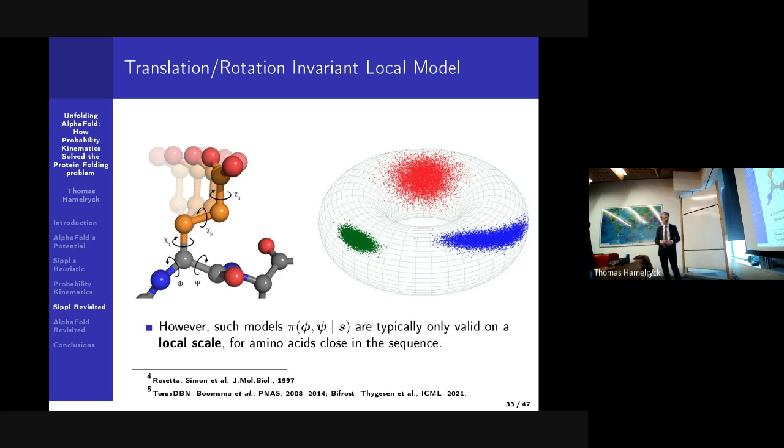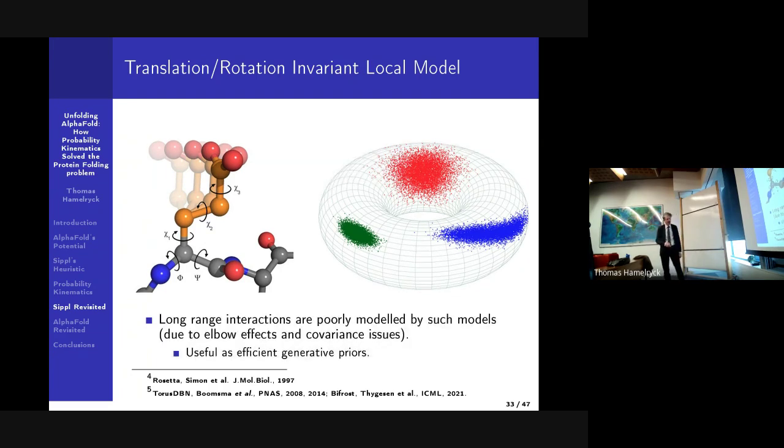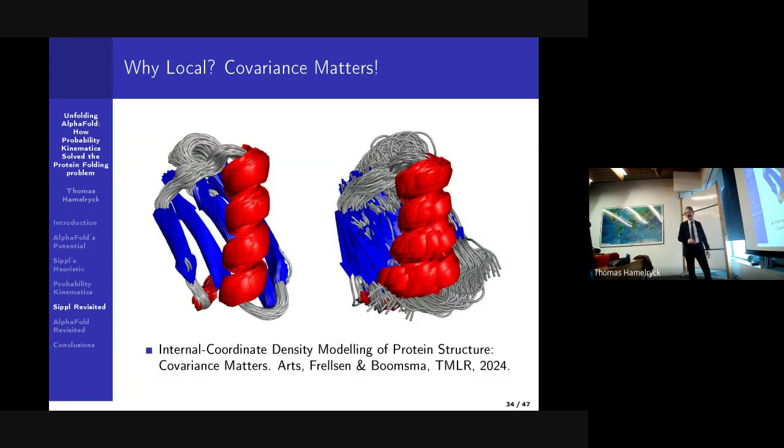Now, the problem with such models is that they typically only work on a local length scale. They're only going to work for amino acids that are close together. And so you can use these as priors, but they're not going to be very good in predicting the entire structure of proteins. And I can't go into detail about this, but this illustrates the problem.